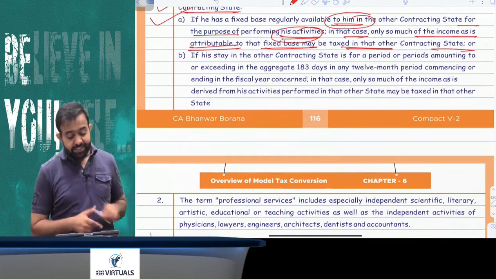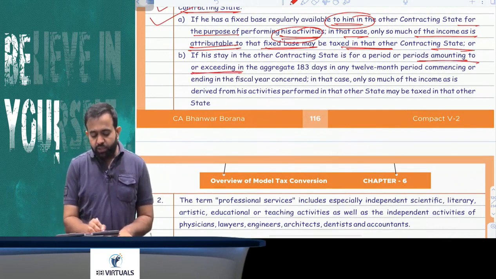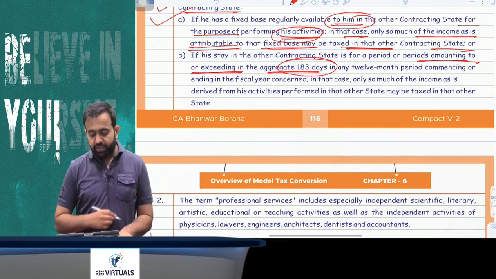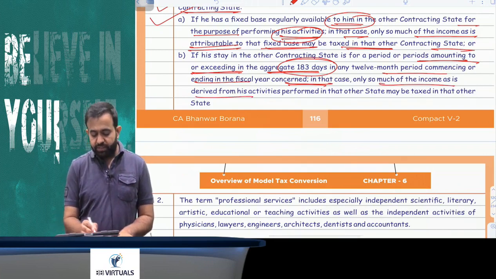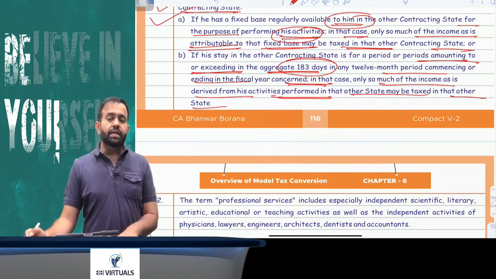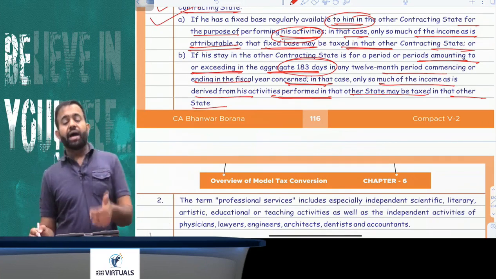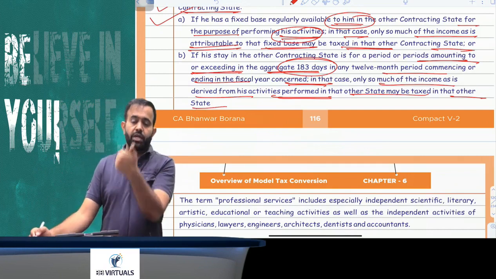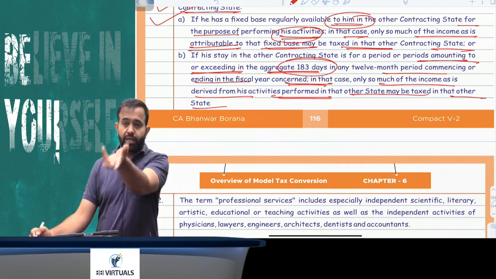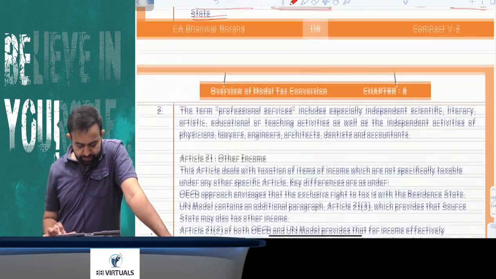So what they are saying is that if his stay in the other contracting state is for a period or periods amounting to or exceeding an aggregate of 183 days in any 12-month period commencing or ending in the fiscal year concerned, in that case only so much of the income derived from the activity performed in that other state may be taxed in that other state. So suppose India and Nepal are following the UN model. As per the UN model, if I have stayed 183 days or more in the other country in the 12 months, in that case that country may also charge my professional income.